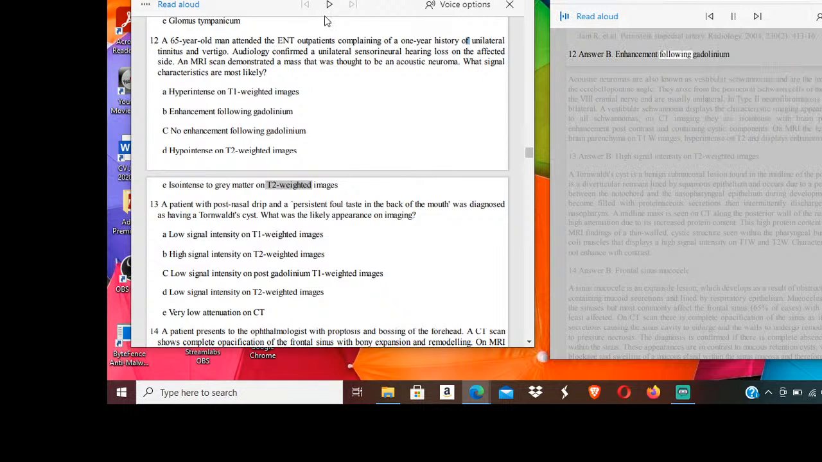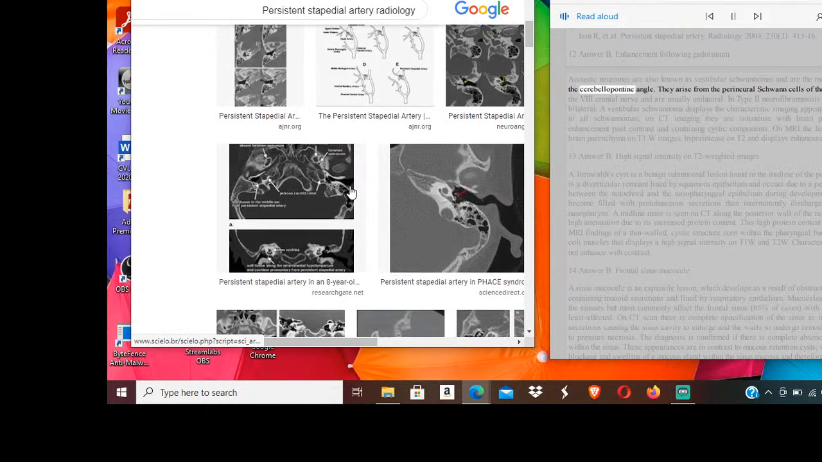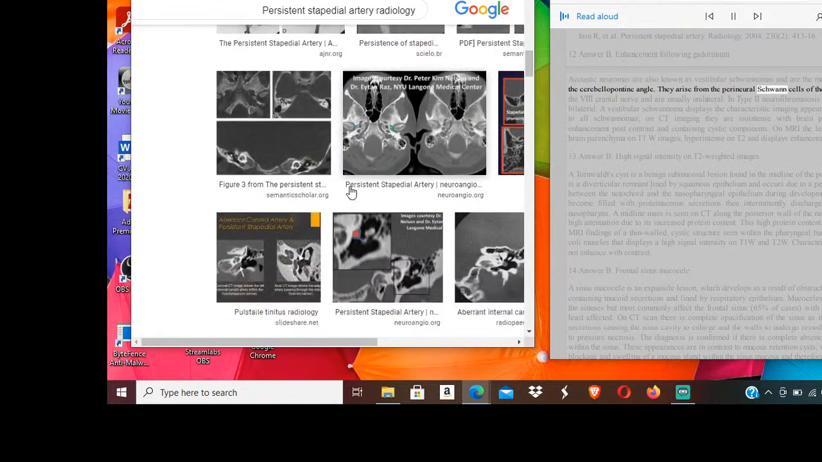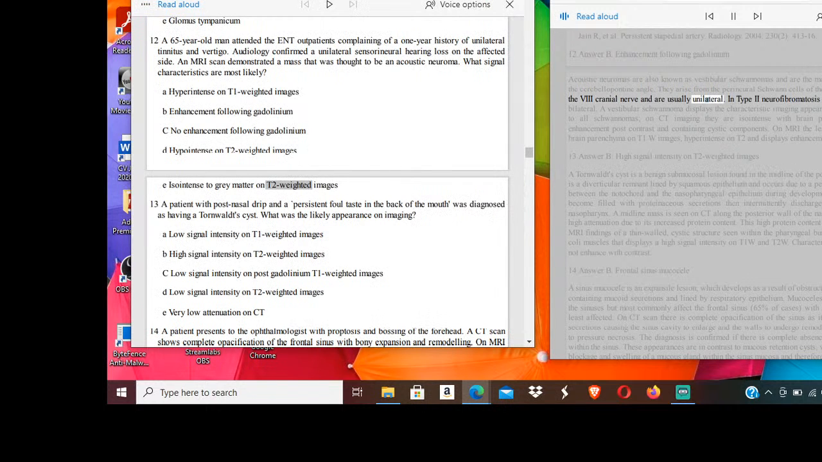Answer B, enhancement following gadolinium. Acoustic neuromas are also known as vestibular schwannomas, and are the most common tumors of the cerebellopontine angle. They arise from the perineural Schwann cells of the vestibular division of the 8th cranial nerve, and are usually unilateral. In type 2 neurofibromatosis they are, by definition, bilateral.